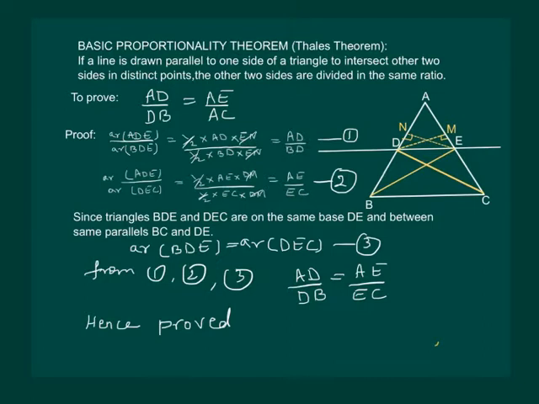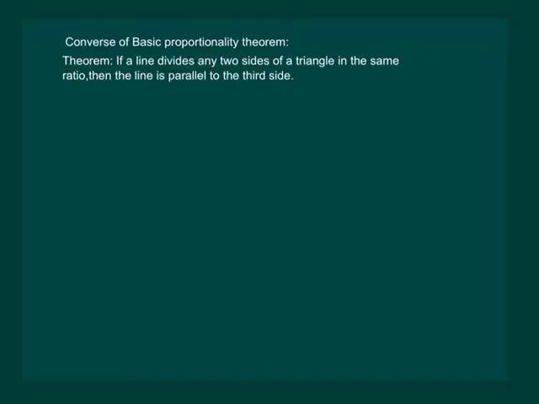That is, a line drawn parallel to one side of a triangle intersecting the other two sides in distinct points, then the two sides are divided in the same ratio. Now look at the converse of the basic proportionality theorem. The theorem says if a line divides any two sides of a triangle in the same ratio, then the line is parallel to the third side.